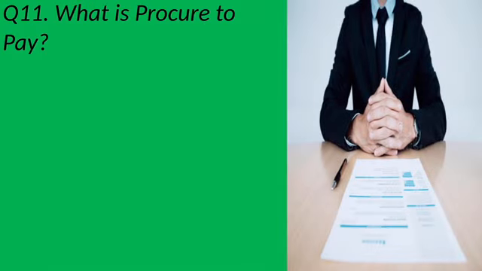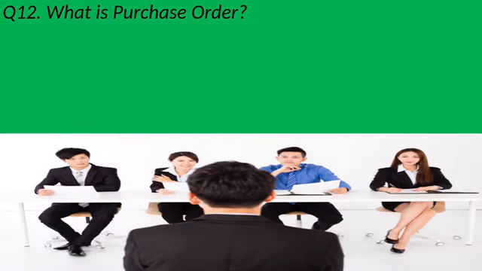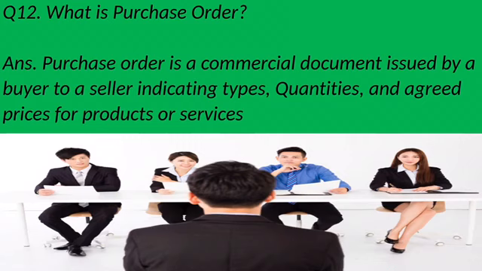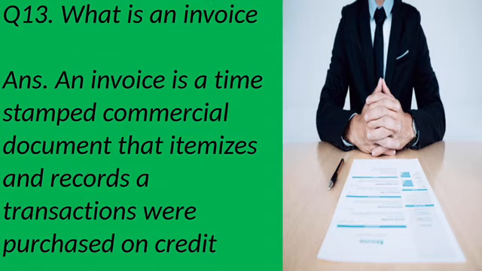What is procure to pay? Procure to pay is an end-to-end process which covers all the steps from initiation of the requirements by a user or a department till the payment to the supplier. What is a purchase order? A purchase order is a commercial document issued by a buyer to a seller indicating types, quantities, and agreed prices for products or services. What is an invoice? An invoice is a time-stamped commercial document that itemizes and records a transaction where goods are purchased on credit.